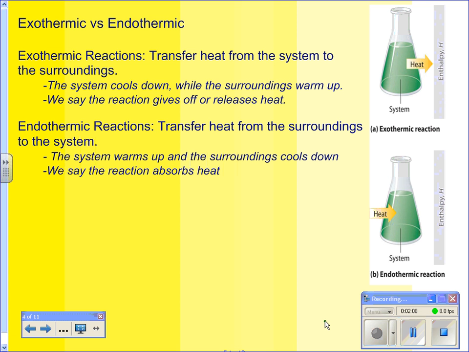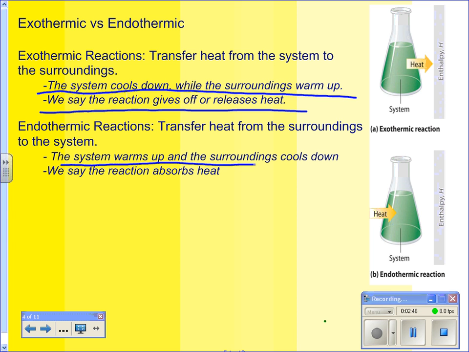Some definitions we've already seen before: exothermic and endothermic. Exothermic means you transfer heat from the system to the surroundings, so heat goes to the outside. Endothermic means the opposite: energy is transferred from the surroundings into the system. For an exothermic reaction, if we lose heat, the system cools down while the surroundings warm up. We might say the reaction gives off or releases heat. In an endothermic reaction, the system warms up and the surroundings cool down. We would say that the reaction absorbs heat.